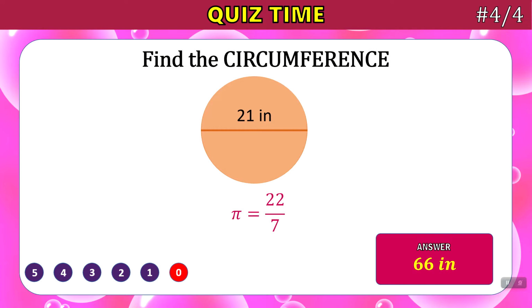Time's up. The answer is 66 inches. If C equals pi d, then C equals 22 over 7 times 21. We can see that 7 and 21 are in the 7 times table. And so 7 into 7 goes once, and 7 into 21 goes 3 times. 22 times 3 is 66.